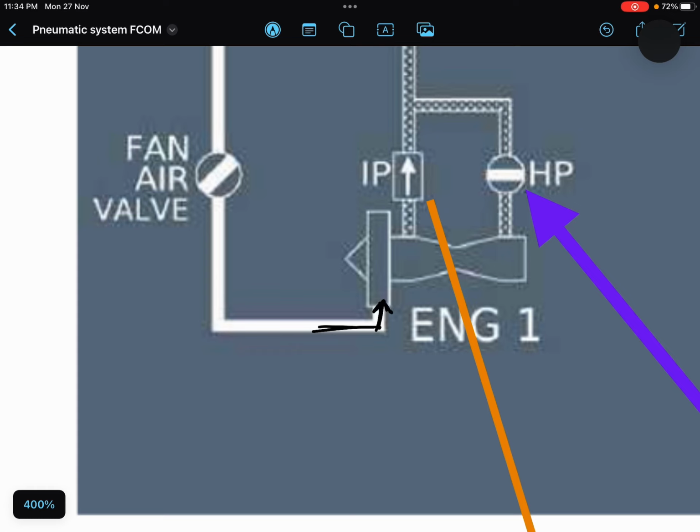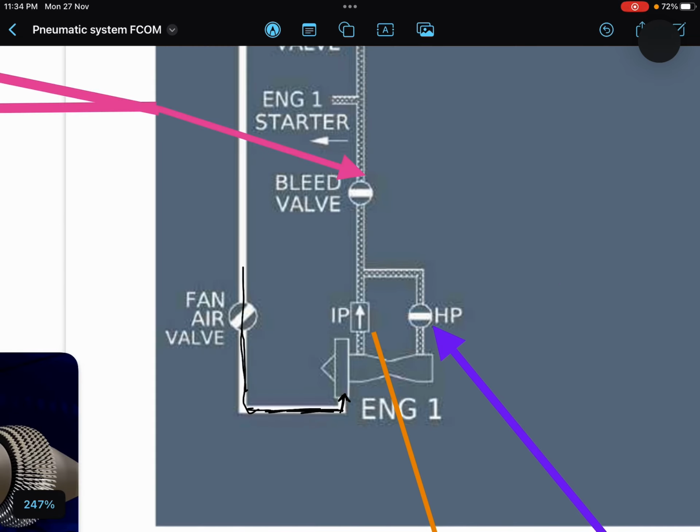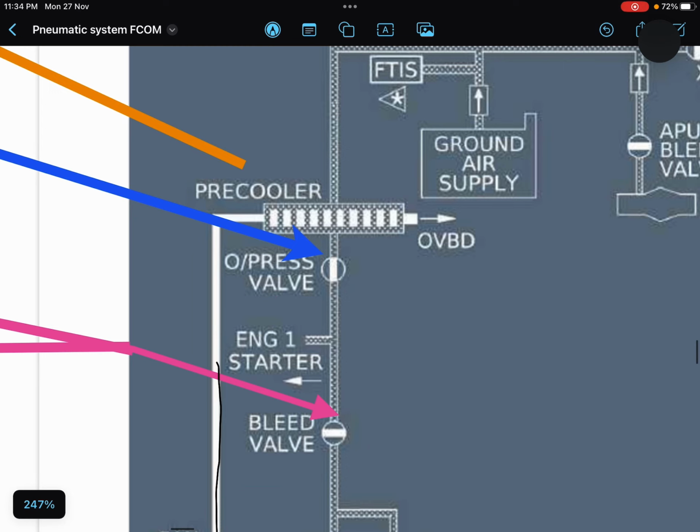Here the air is not pressurized because it is at the fan section, it has not been compressed yet. So this is very cool air. This cooled air is taken from the fan section and thrown over the pre-cooler. I think it's a muffler type heat exchanger. So it cools down this muffler and the bleed air goes through this pre-cooler. So it cools down the temperature of the bleed air. This is how it works.